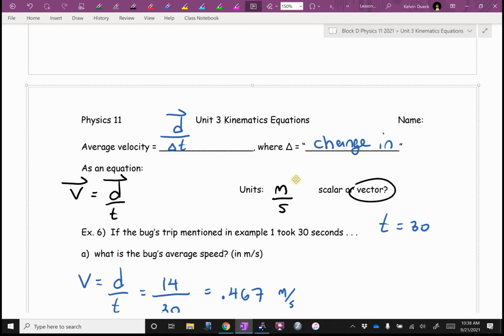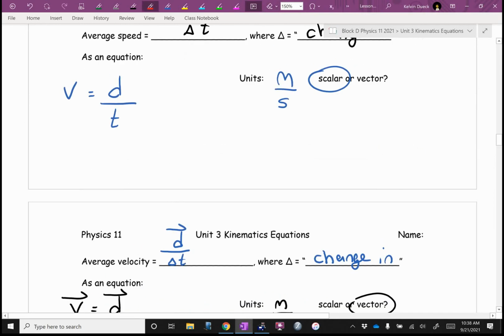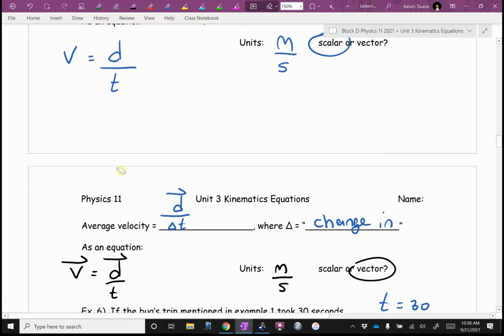Okay? We talked about distance versus displacement. Distance was how far you walked. Displacement was your change in position. We talked about velocity and speed. And we said that average velocity was displacement over time. Average speed was distance over the time. The two equations looked really, really similar, except this is scalar, scalar. This is vector, vector. Okay.